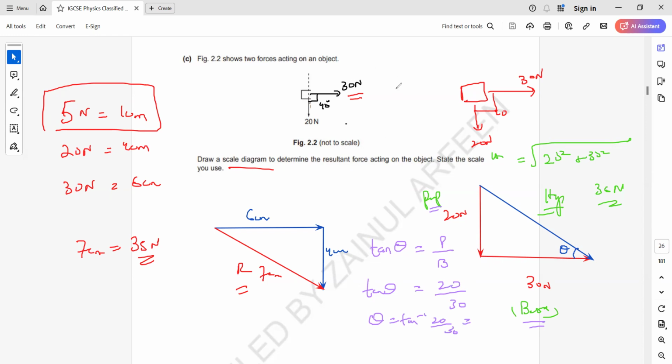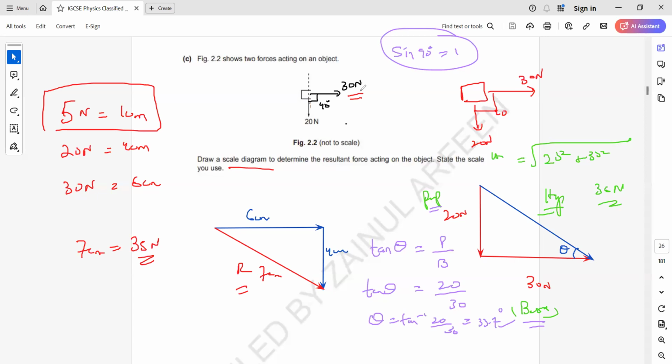Keep in mind that theta should be in degrees here. So if your calculator mode is in radians, convert into degrees. And how do you know your calculator mode is in degrees? Just put in sine 90. The sine of 90 in degrees should be 1. So you got 33.7 or 34. That will be the angle with the 30 Newton. Is this one clear? 33.7 degrees is the angle.